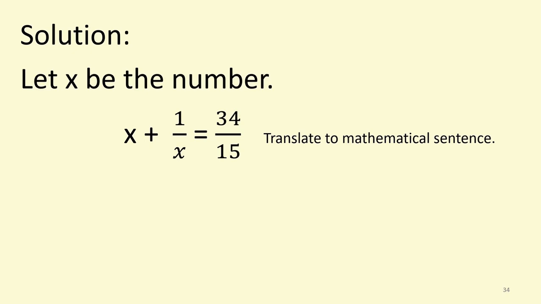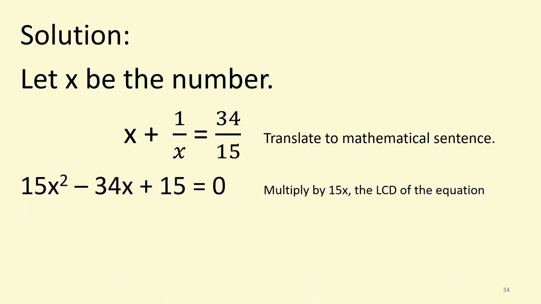You multiply by the LCD. The LCD, we have 15x. 15x times x, you will get 15x squared. 15x times 1 over x, you will get 15. 34 over 15 times 15x, you will get 34x. Then you transfer 34x, it becomes 15x squared - 34x + 15 = 0.